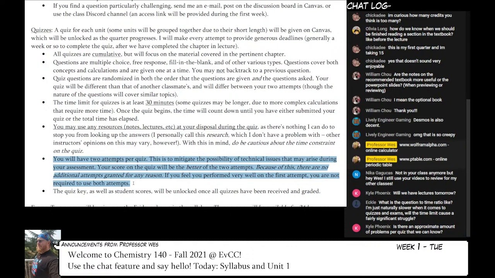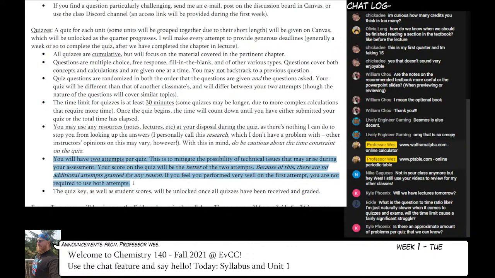Now, if you have a technical issue and your quiz blanks out, or Canvas crashes, or the power goes out, or whatever, that counts as one of your attempts. So be mindful of that. I don't give you a second attempt for any reason. Make sure that if you have an issue, you wait for that issue to resolve before taking your second attempt.